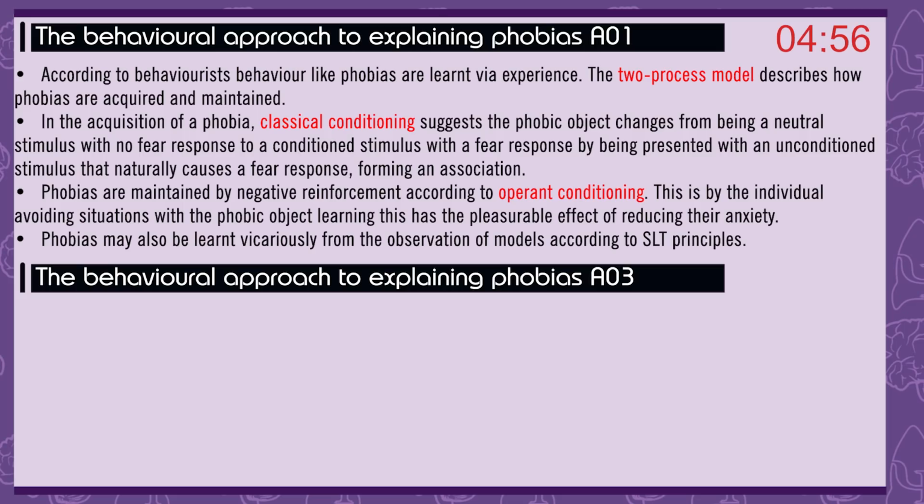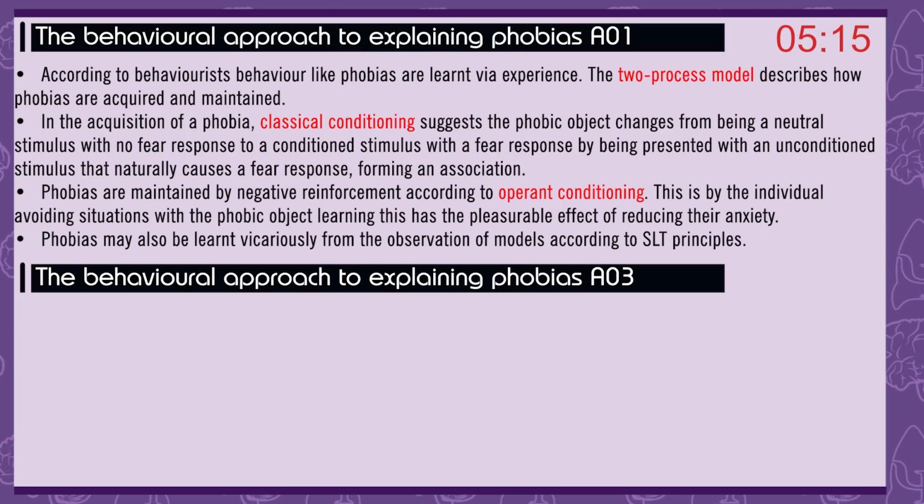Phobias are maintained by negative reinforcement according to operant conditioning. This is by the individual avoiding situations with the phobic object, learning this has the pleasurable effect of reducing anxiety. Phobias might also be learned vicariously from the observation of models according to social learning principles.